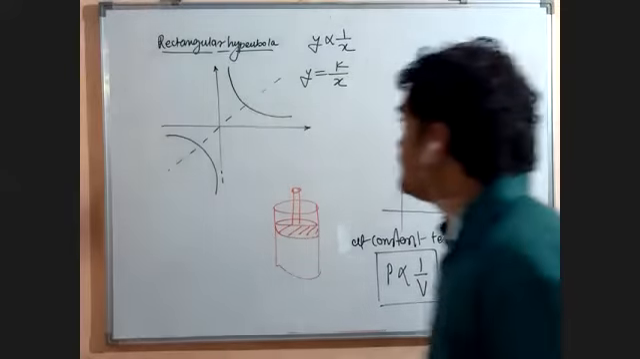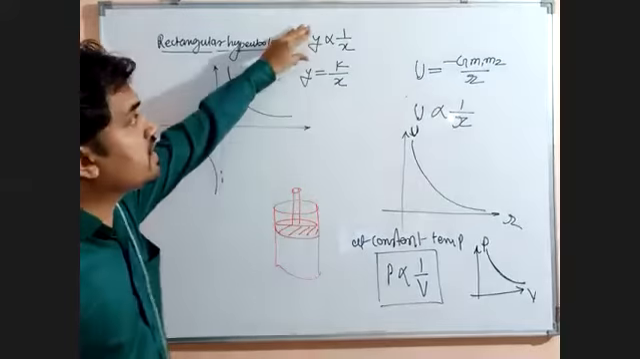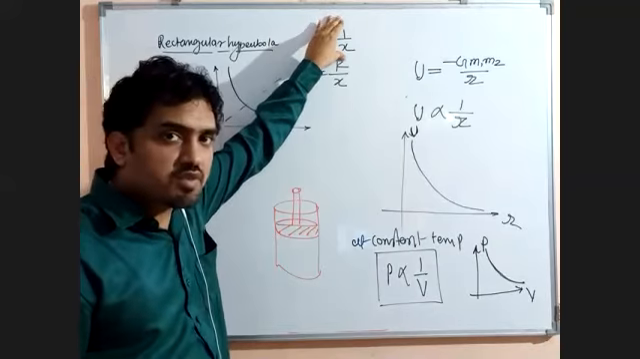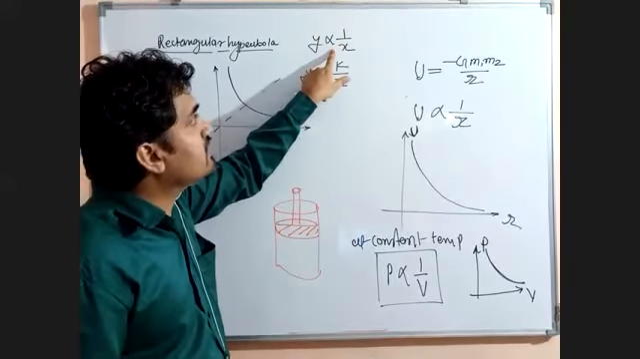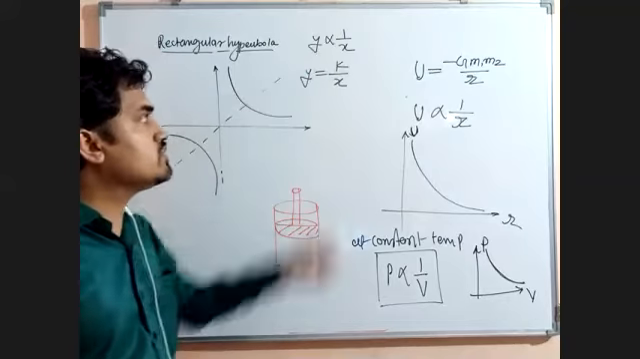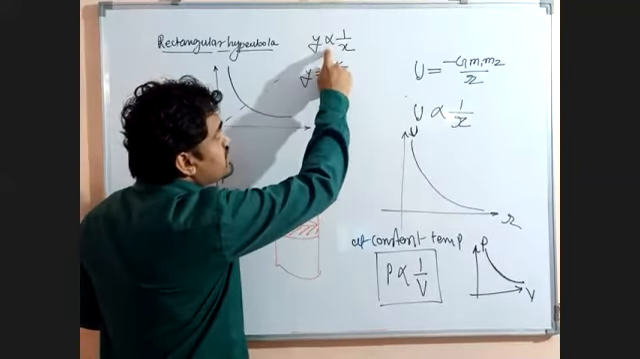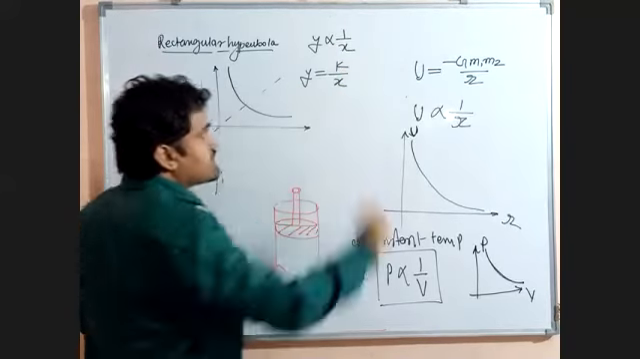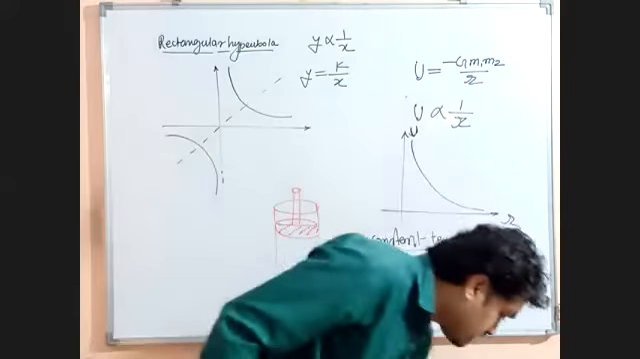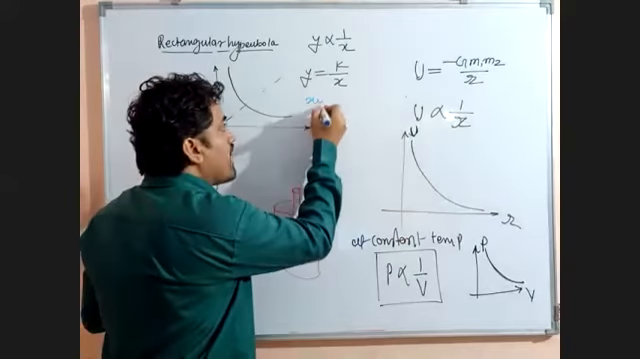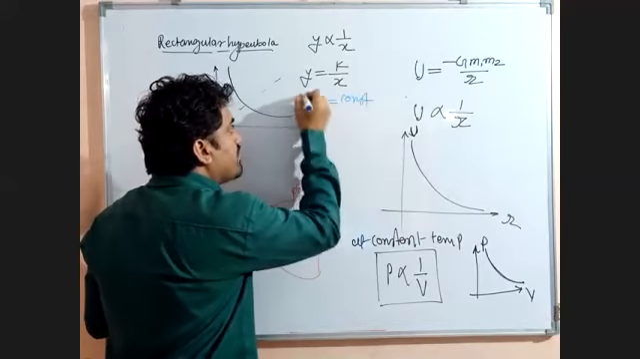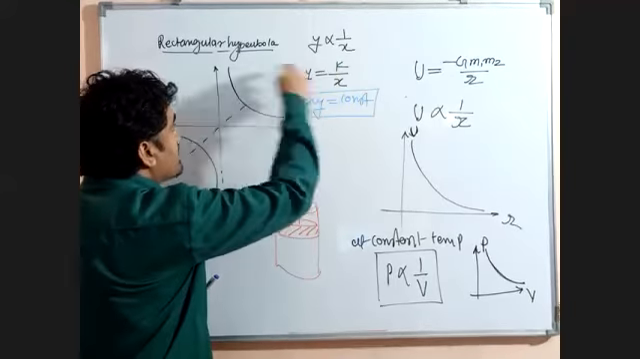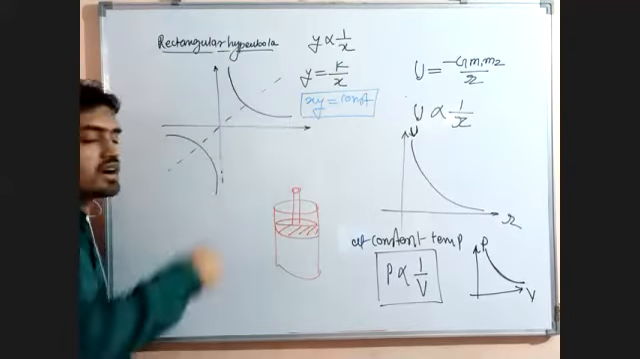Okay. When a physical quantity is inversely proportional to another physical quantity, you know what inversely proportional means: y is proportional to 1 by x. If we remove the proportional sign, we have to use a constant. So when y is equal to k by x, or x into y is equal to some constant, the product of two parameters is constant, then the graph between y and x is a rectangular hyperbola.